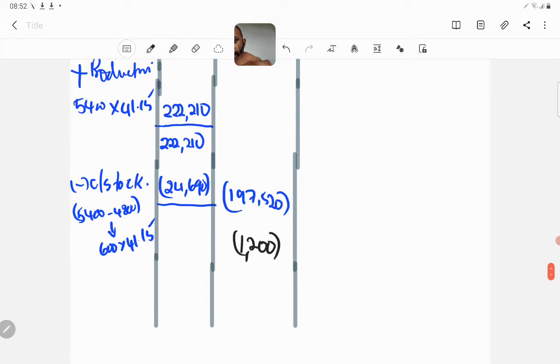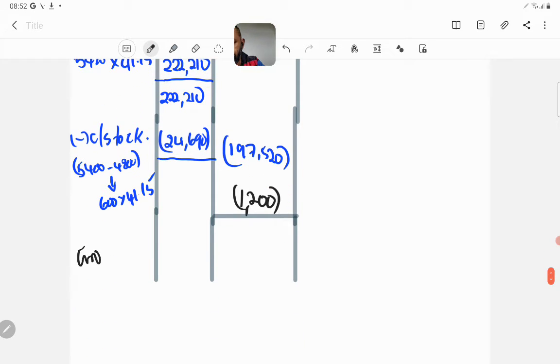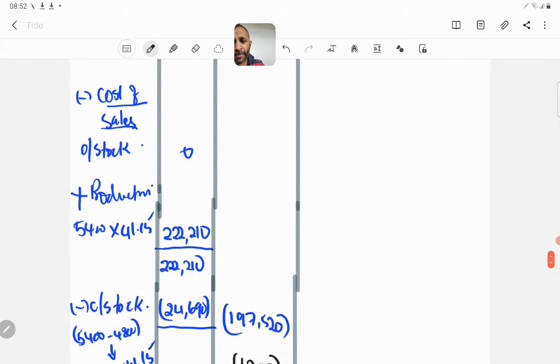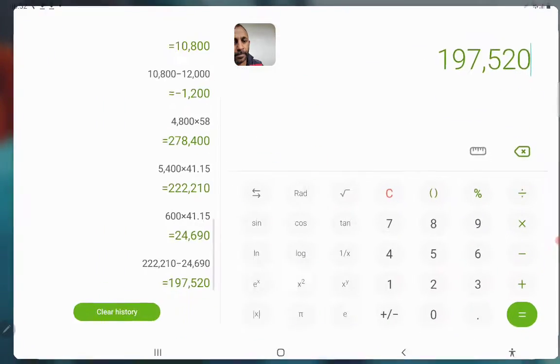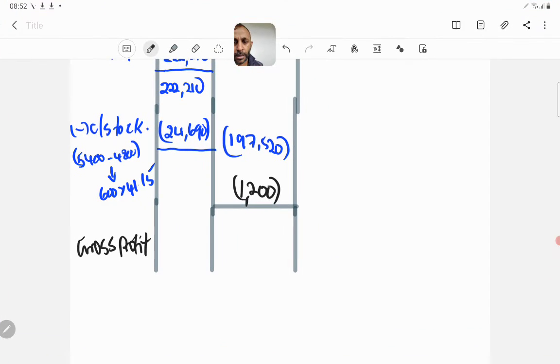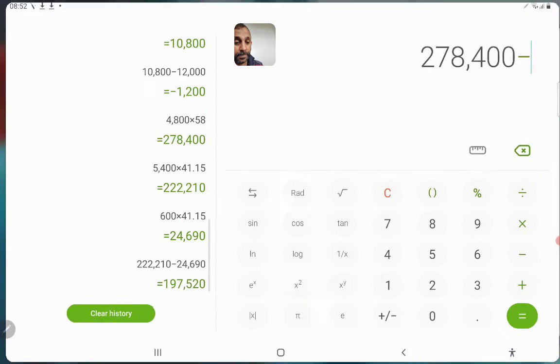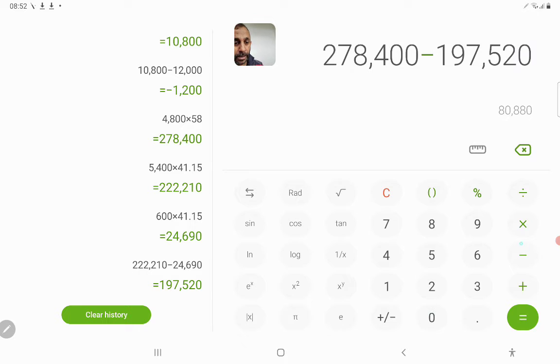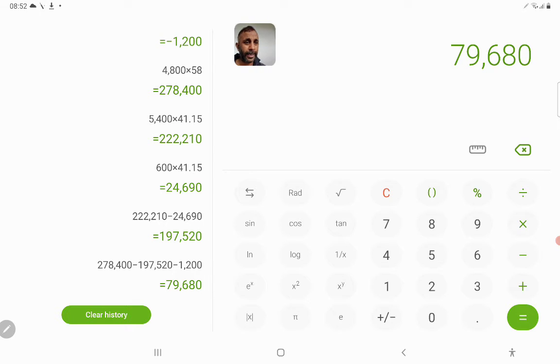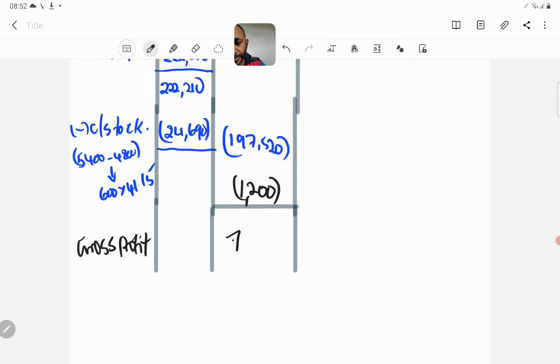So then we can now calculate the gross profit. How to calculate the gross profit? We have sales 278,400 minus 197,520 minus 1,200, which is 79,680. This is my gross profit.